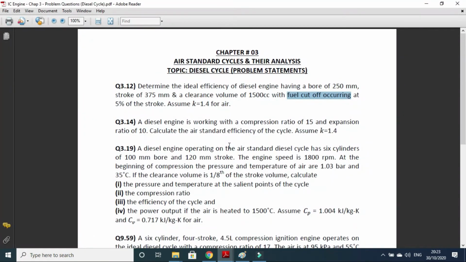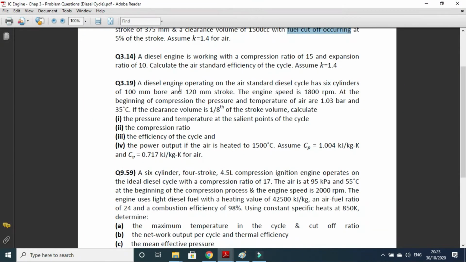Let's solve another numerical. A diesel engine operating on the air standard diesel cycle has 6 cylinders, so K is 6, of 100 millimeter bore, so D is 0.1 meter, and 120 millimeter stroke, so L is 0.12 meter. The engine speed is 1800 rpm. At the beginning of compression, the pressure and temperature of air are 1.03 bar and 35 degrees Celsius. So P1 and T1 are given. If the clearance volume is 1 upon 8 of the stroke volume.